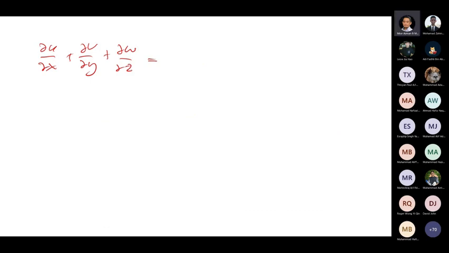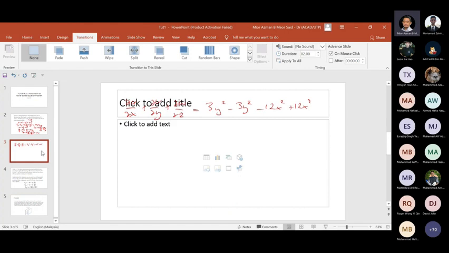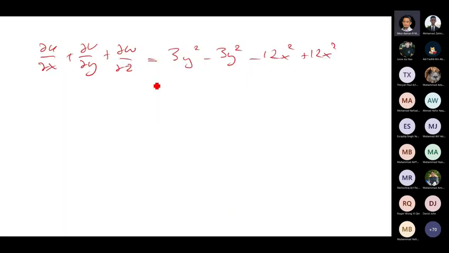Right, and so you just differentiate that with respect to x. You have 3y squared minus 3y squared minus 12x squared plus 12x squared. Right, so it looks like it's equal to 0. So very good. That means it is incompressible.